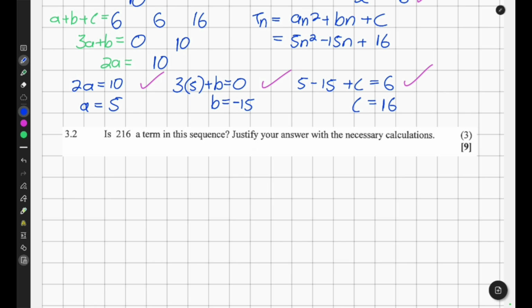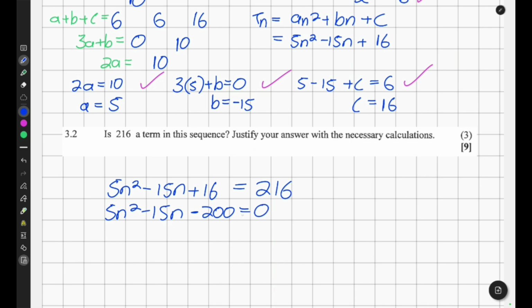The proper way to do this is to write down the formula, 5n squared minus 15n plus 16, and then say it's equal to 216. Now I can bring this over, and 5n squared minus 15n, 16 minus 216 gives me minus 200, and now I have a trinomial. If this trinomial can solve nicely, and I have two integer values for n, then it is part of the sequence. If I end up with a decimal, it's definitely not part of the sequence. So let's see where this goes.